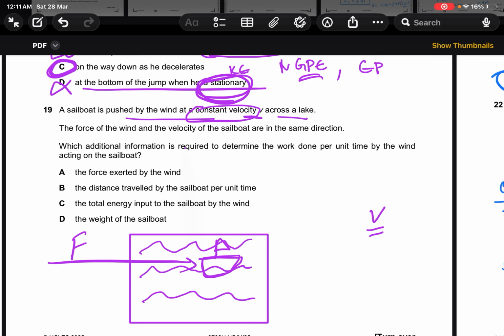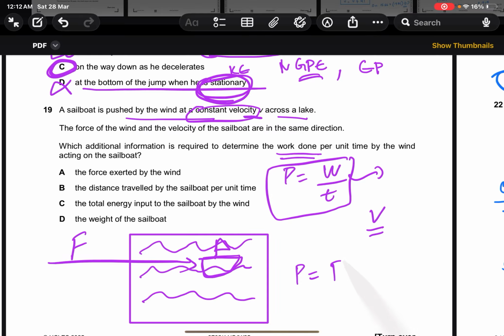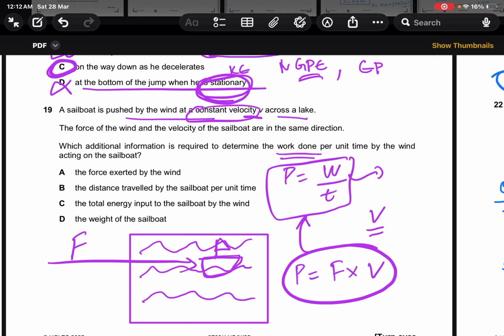Which additional information is required to determine the work done per unit time? What is work done per unit time? Power equals work done per unit time. So you're looking for the power, and power equals force into velocity. So the work done per unit time equals force into velocity. Remember this, the velocity is constant. The additional information is the force exerted by the wind, because force into velocity is going to give you the power. Got it? The weight of the sailboat is not needed; it's moving because of the force, so you need the force.